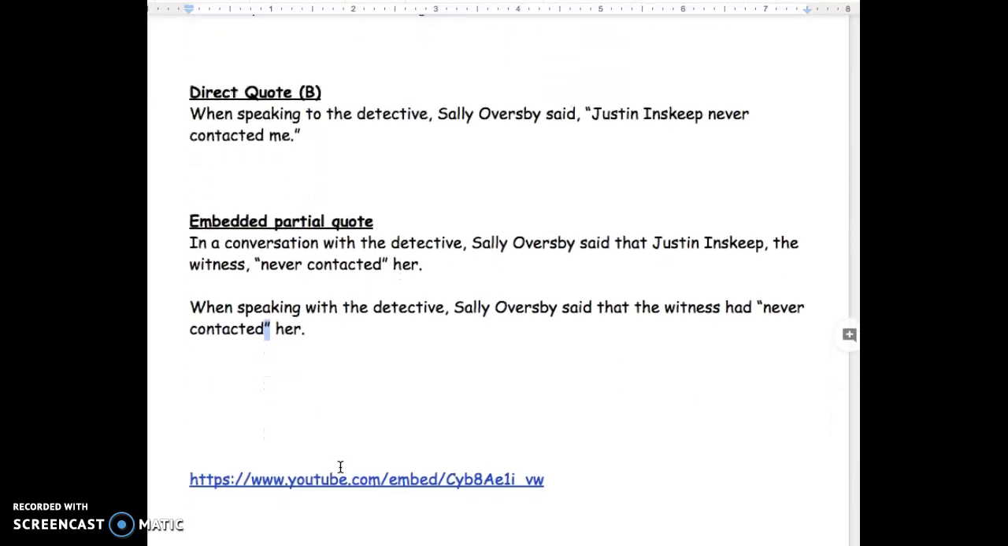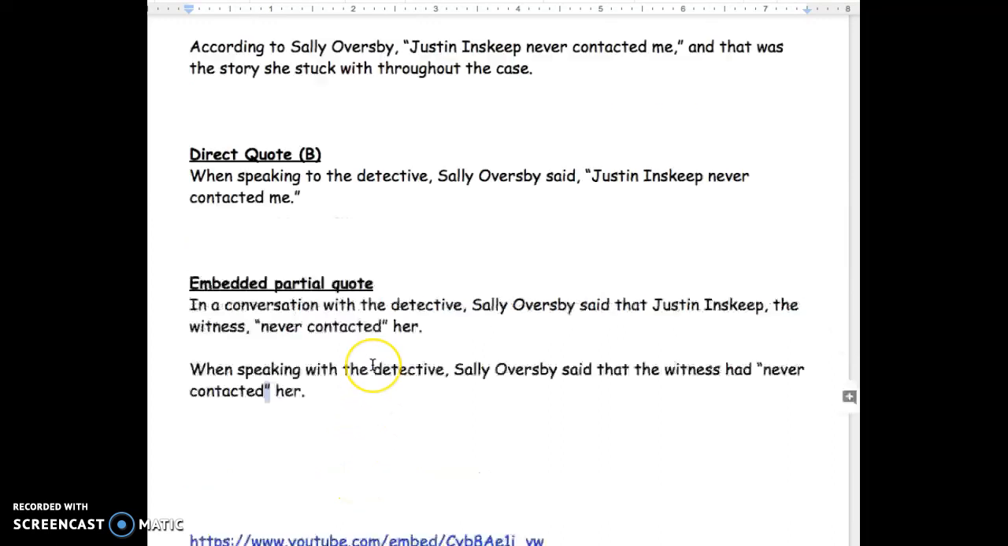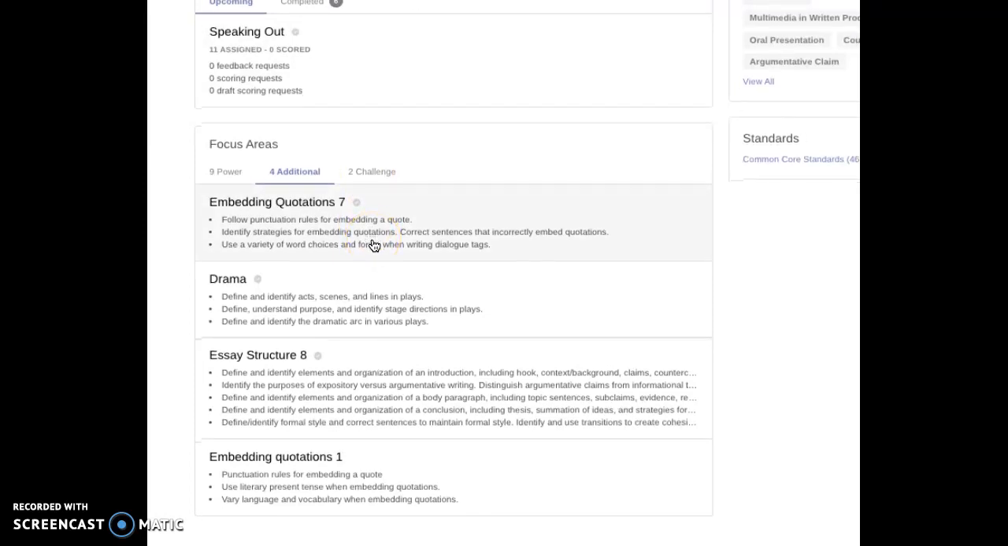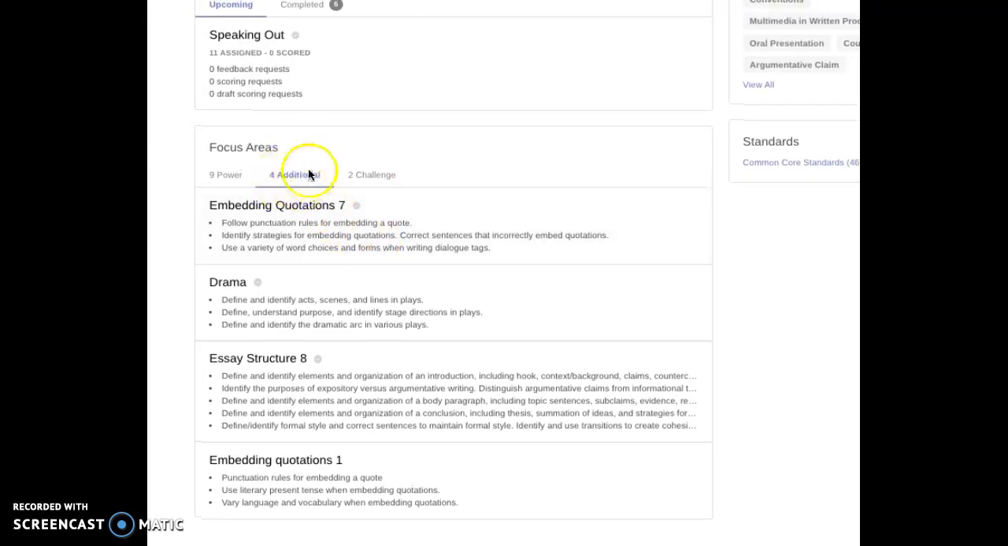If you want some more information on this, there's a video right here that I will open up in a moment, but there are two focus areas that you already have access to. They're in your additional line of focus areas. They are Embedding Quotations 7 and Embedding Quotations 1. And these will give you, as you know, all kinds of resources, videos, documents, papers, slideshows to help give you more information on this stuff and some practice.